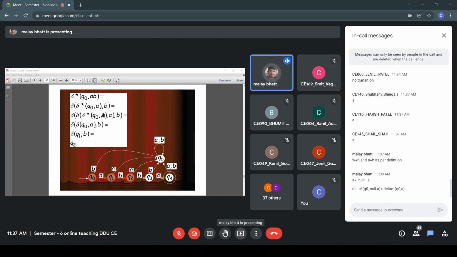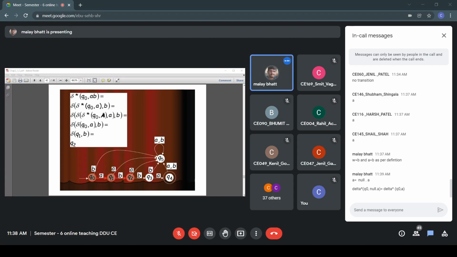Now we'll again apply delta on the q1 state with input symbol B. When we apply delta on the q1 state with input symbol B, we'll get the answer as q2. So you can see delta star of q0 comma AB is equal to q2. We have calculated the value step by step. We can visualize this from the diagram, but instead of visualizing, we have done a step by step calculation of that same thing.